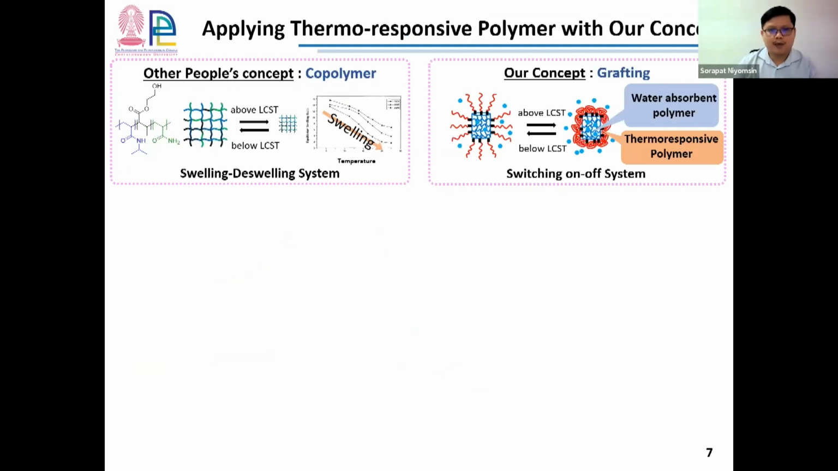So how do we combine the hydrogel with the LCST polymer? Normally, people try to prepare the whole polymer together. In that case, once the LCST polymer changes its behavior to be hydrophobic, the swelling ratio will decrease for the whole material. What if we coat the LCST polymer, the responsive polymer, only on the outside of the hydrogel? It would be better because the inside hydrogel still contains some water, but the surface will protect the water from evaporating out. So in this case, we can control a switching on-off system.